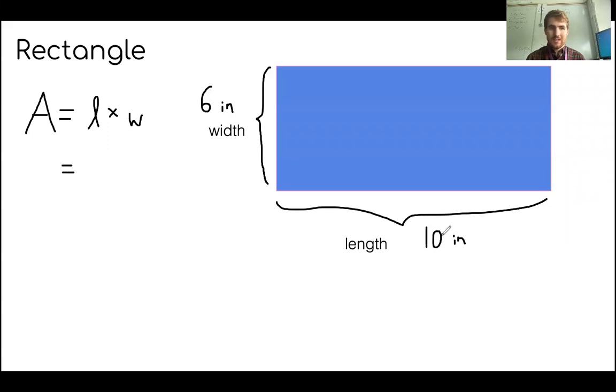What is the length? It's 10. So we'll put in 10 for L. What is the width? It's 6. So we'll put in 6 for W. And we're just doing 10 times 6 now. If you don't want to do that in your head, use a calculator. 10 times 6 equals 60.